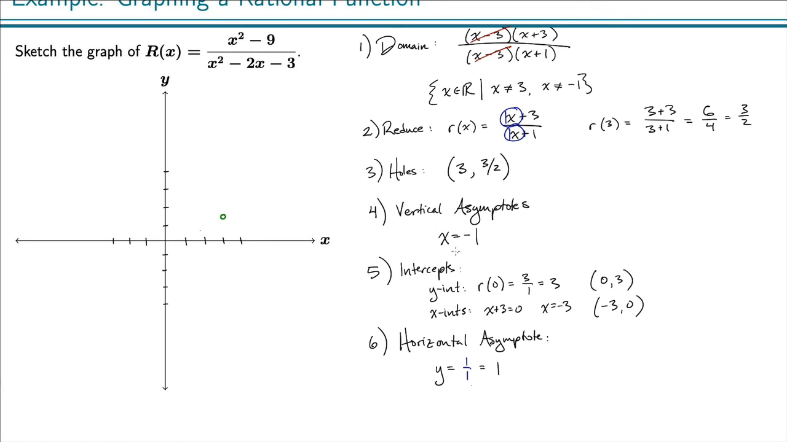Next is we've got our vertical asymptote at x equals negative 1. So there's our vertical asymptote. Next, we have our intercepts. Our y-intercept is at 0, 3. So there's our y-intercept. And our x-intercept is at negative 3, 0. So right there. And finally, our horizontal asymptote is up at y equals 1. So we'll draw our horizontal asymptote.